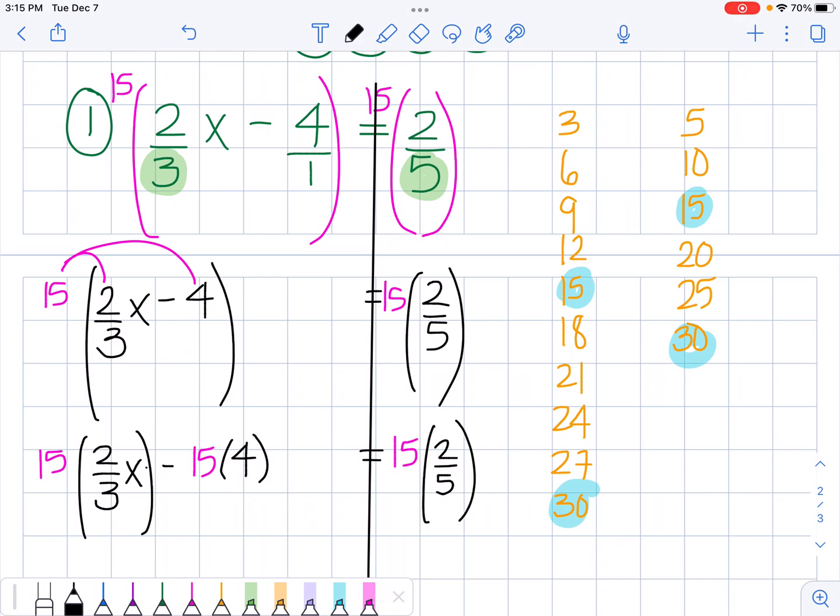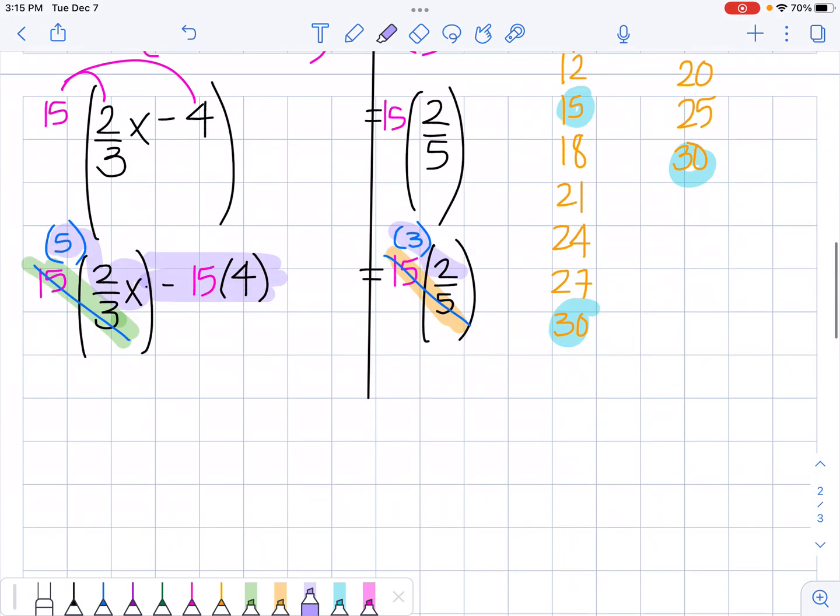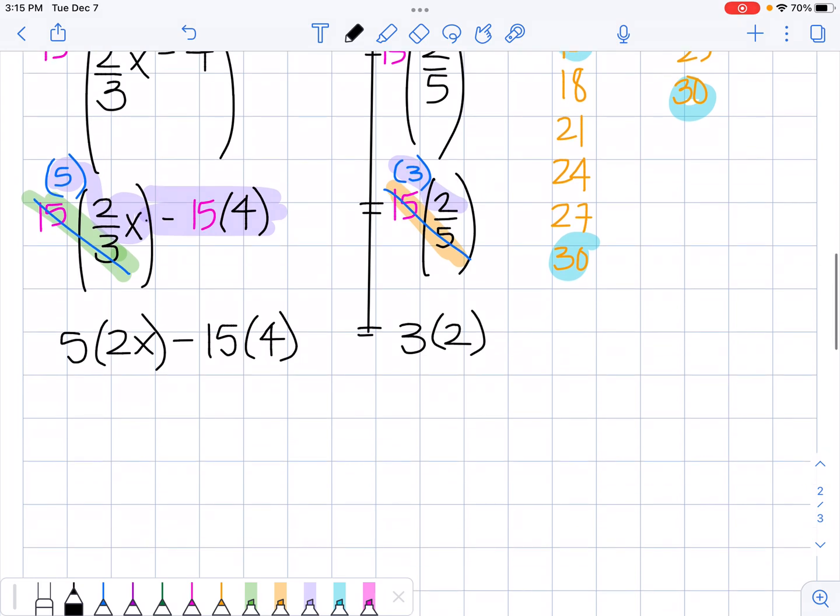Now remember, I chose 15 for a reason, because if I look here, 3 goes into 15 5 times. And if I look here and here, 5 goes into 15 3 times. So these cancel each other out. So really what I'm multiplying, what do I have left? 5 times 2x minus 15 times 4 equals 3 times 2. So without being written this way, it looks like 5 times 2x minus 15 times 4 equals 3 times 2. And now I'm going to solve.